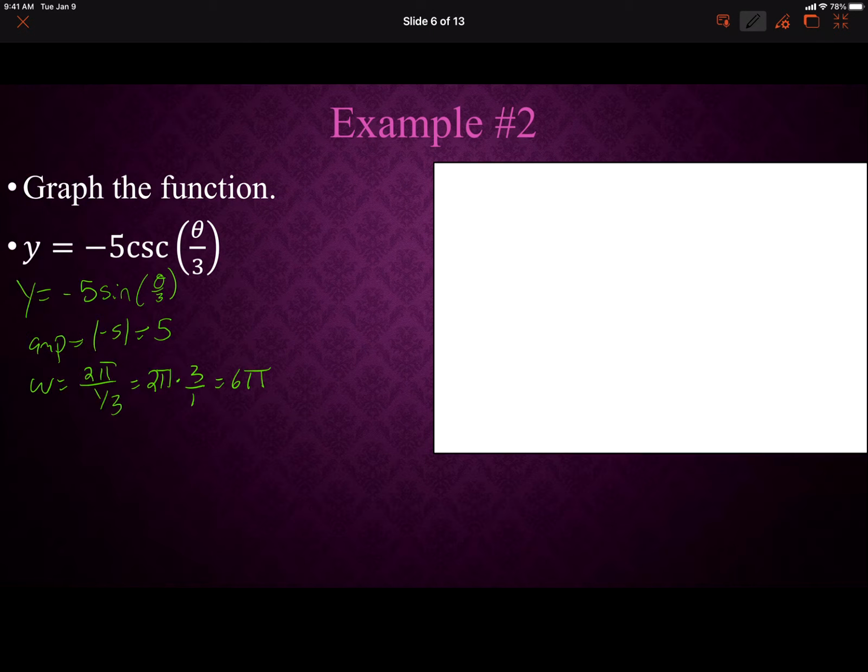Again, only looking at the positive portion here. We can recognize we're going as high as +5 and as low as -5.